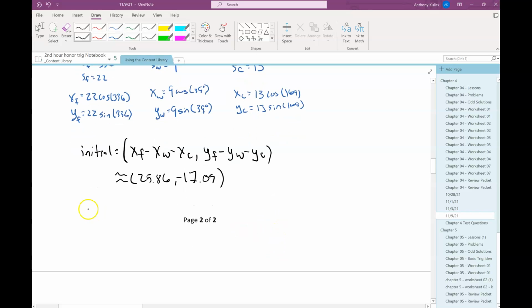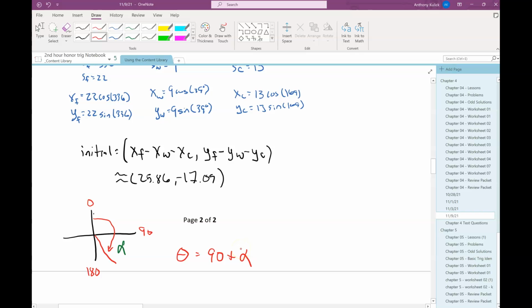Okay, so there's our initial position. If I plot that, we don't care about the speed. I just asked for the bearing in this problem. So if I plot that, I'm 25 over, 17 down, so I'm over here somewhere, right? So there's my bearing. This spot is my alpha.